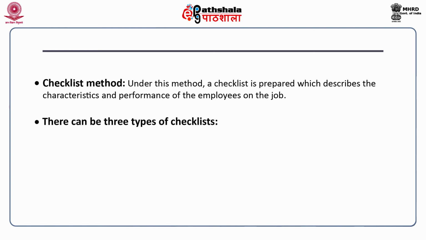There can be three types of checklist: simple checklist wherein each statement is given equal importance, weighted checklist wherein weights are assigned to different statements to indicate their relative importance, and forced choice checklist wherein statements are given for each trait, two most descriptive statements and two least descriptive statements and one neutral statement. The rater is asked to check one statement each from the most descriptive and least descriptive ones. This approach is adopted to minimize the rater's personal bias.